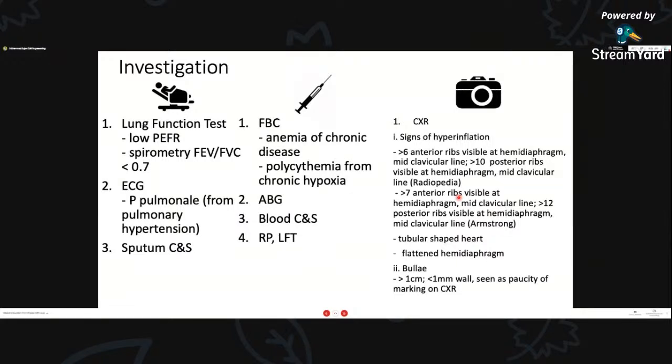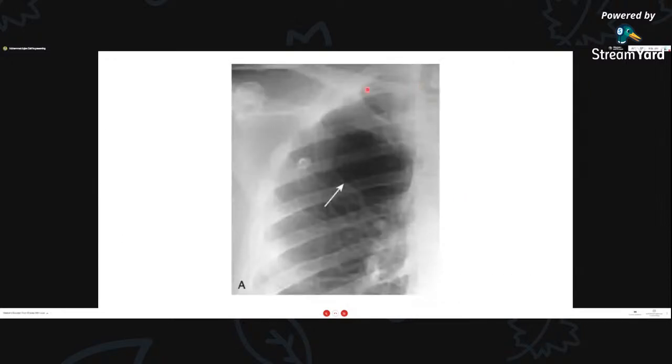So we show examples of bulla as seen in chest X-ray. So if you can see here, this is what we call a bulla. So we can see a very fine, well-demarcated lesion, and there's a paucity of the lung markings. In other words, we can see some lung markings, lung vasculature here, but it is not seen here. It is lucent here.